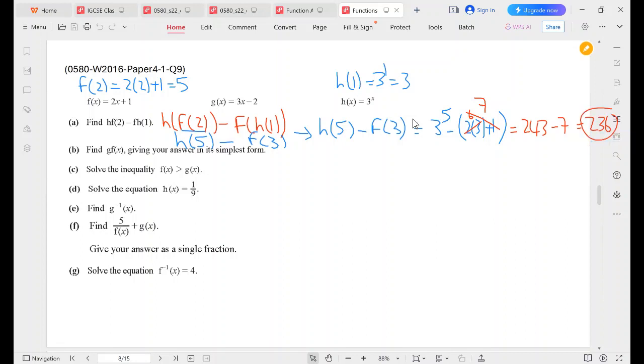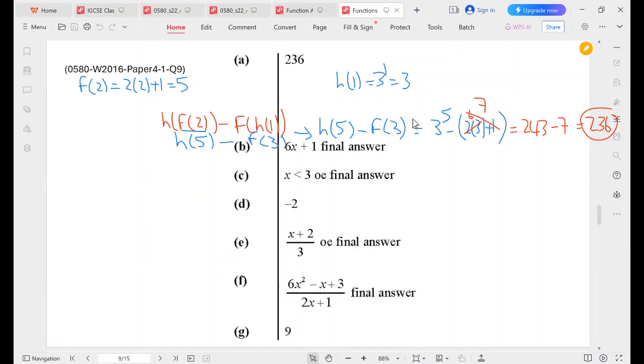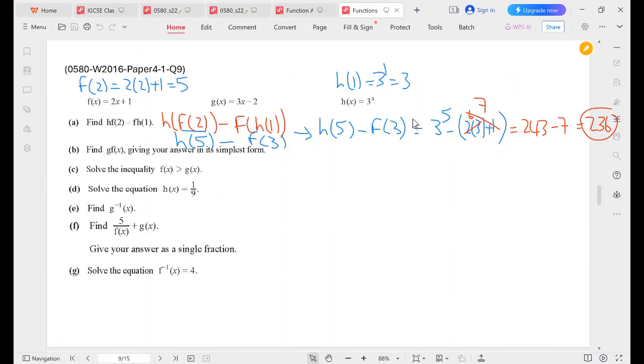In B, we are required to find g of f of x, and we are required to give our answer in simplest form. Just for the sake of space, let's check one answer at a time. So for A, the answer is 236. This is correct. Now let's move on to B.